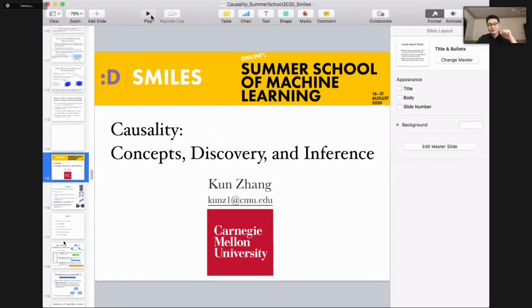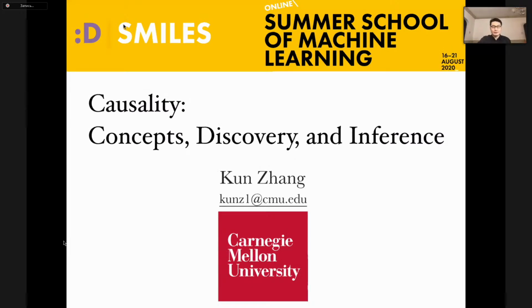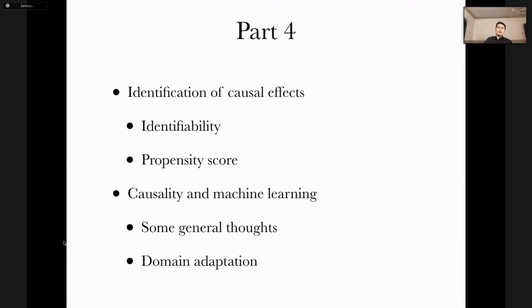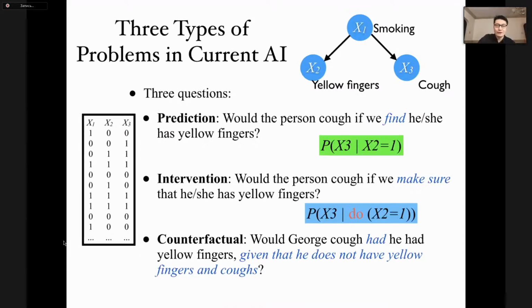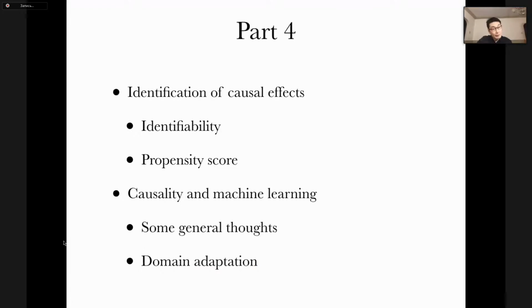So, the last part. In this part, you see how we can identify causal effects. This is one of the questions I just received. So you can see what we mean by identifiability of causal effects, and you can see how we can estimate them very briefly. And also you can see the definition of the propensity score and why it's useful for identification of causal effects or causal inference. And then you see a very quick look at the relationship between causality and machine learning. If time permits, I will share some general thoughts, and also we'll have a look at causal ways of doing domain adaptation.